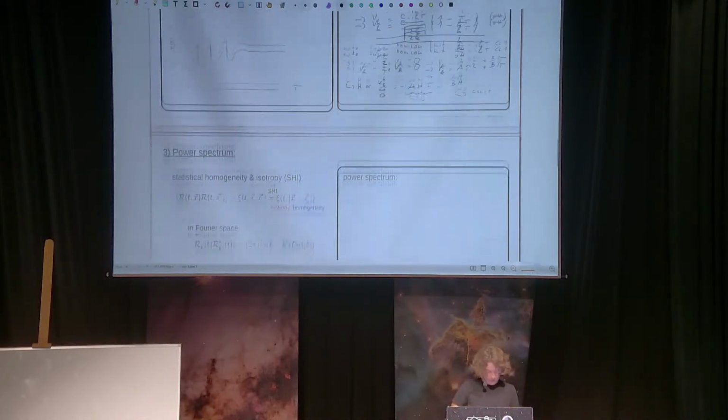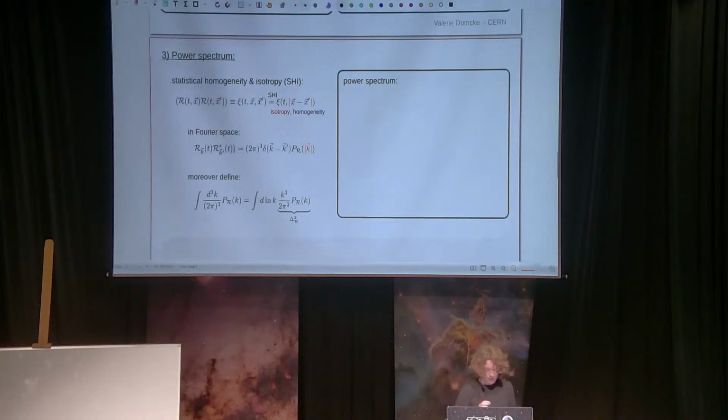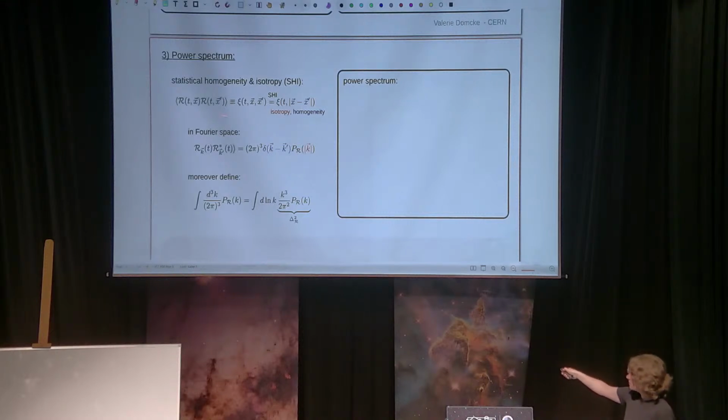Okay, so then we come to the third step, which is the power spectrum. What we want to compute is the power spectrum, meaning the 2-point function of this curvature perturbation at equal time, but a priori different positions x and x prime. I'm just going to call this quantity, this 2-point function, psi here for simplicity.